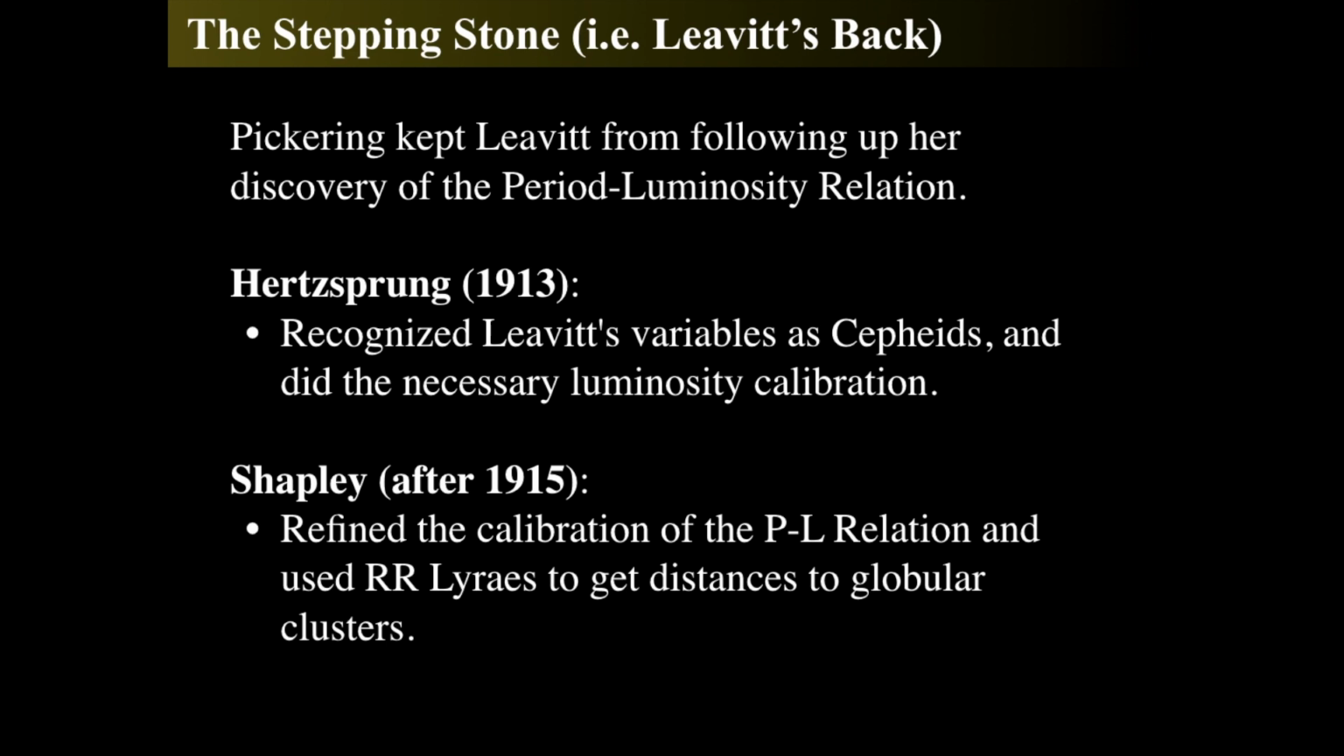Problem was that her boss, Pickering, kept her from following up on the relationship. However, in 1913, just a year after Leavitt published her ideas, or at least tried to publish them, he calibrated the Cepheid relationship and took some credit. And then said, well, these are Cepheid variables. Oh my goodness, let's do the necessary luminosity calibration. Did so.